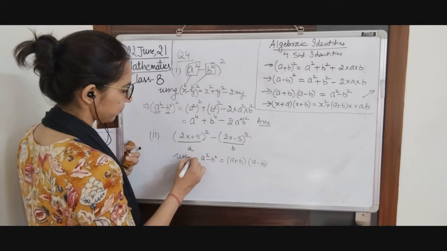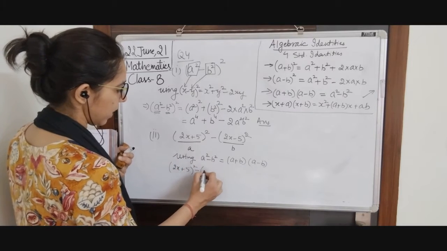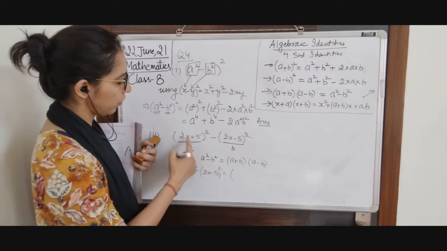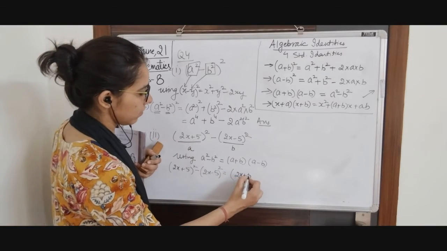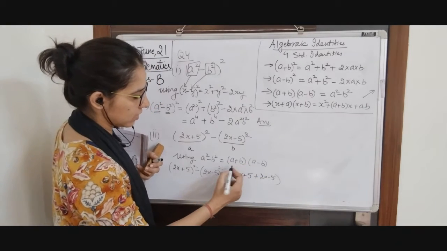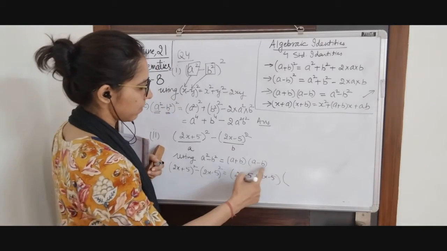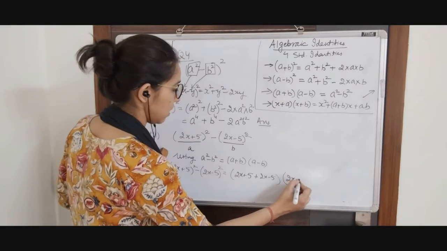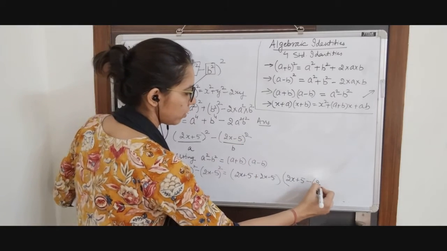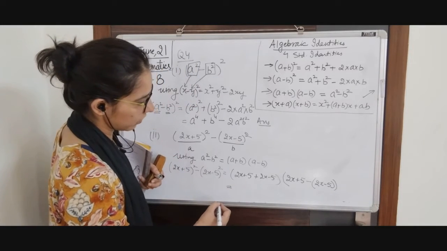We will use this. So (2x plus 5) whole square minus (2x minus 5) whole square will be equal to the sum of these two terms. I will write the first one, 2x plus 5, then plus 2x minus 5. Okay, this I have written down. Next I am going to move to this. Don't forget to put the bracket: a minus b, this term 2x plus 5 minus b. Now b is this whole term, so I'll put the bracket so I'm not getting confused with negative and positive signs.